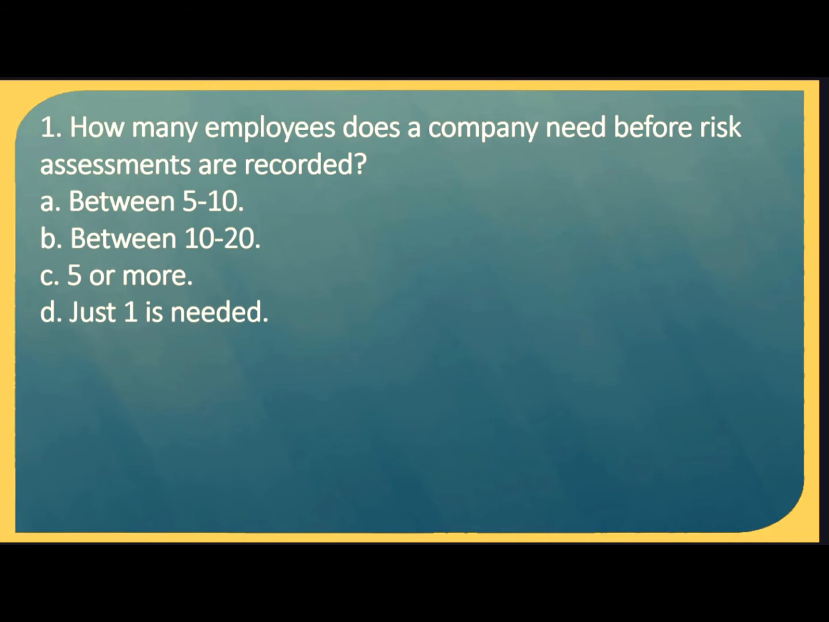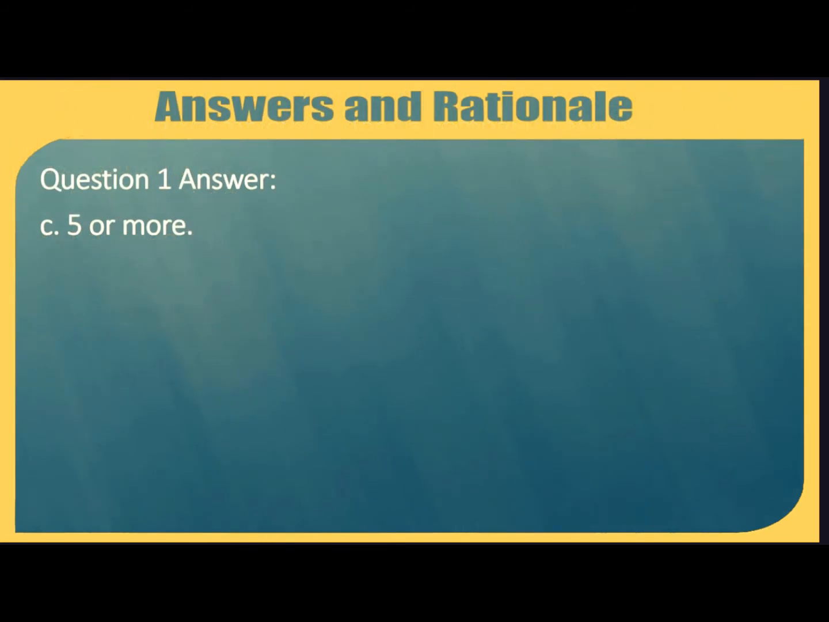Question 1. How many employees does a company need before risk assessments are recorded? A. Between 5-10. B. Between 10-20. C. 5 or more. D. Just 1 is needed. Question 1. Answer C. 5 or more.